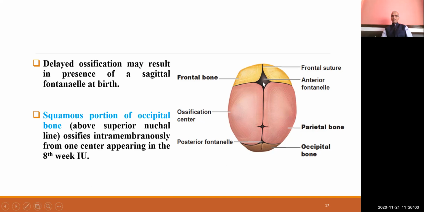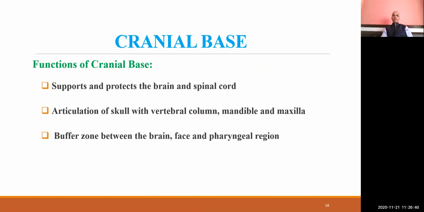These are the various fontanelles: anterior fontanelle, posterior fontanelle. This fontanelle is between the parietal bones, between the frontal bones. So the squamous portion of the occipital bone means the part which is above the superior nuchal line. It ossifies by intramembranous ossification from the center appearing in the 8th week of intrauterine life. Whereas the part which is below the superior nuchal line ossifies by endochondral methods.